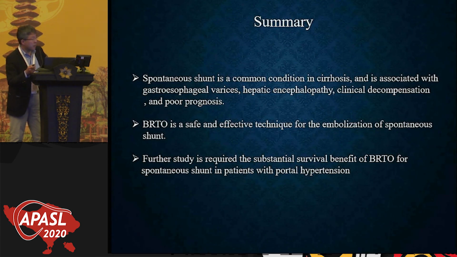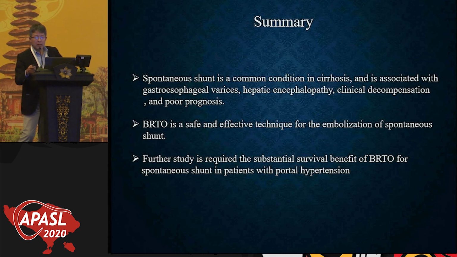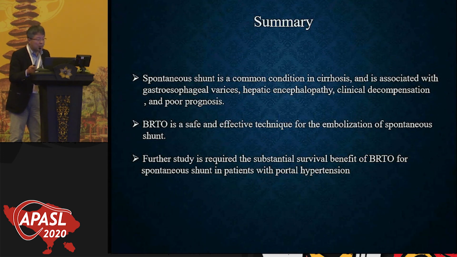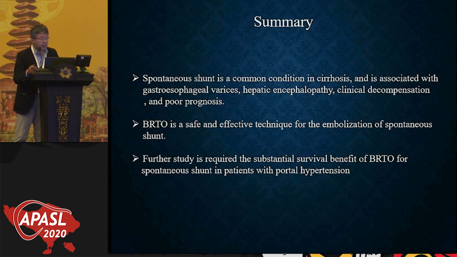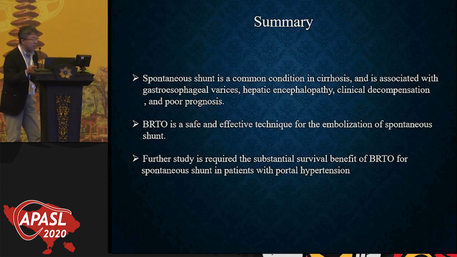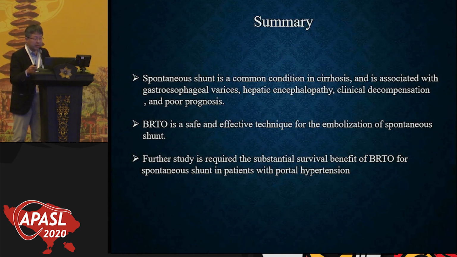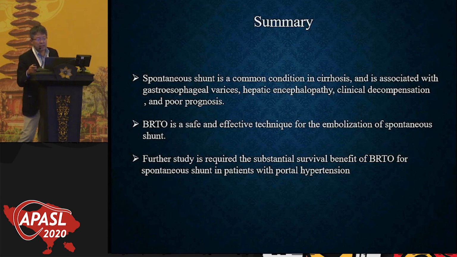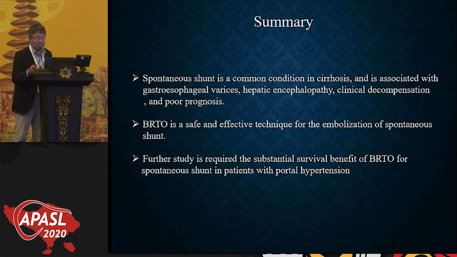Let me summarize my presentation. Spontaneous shunt is a common condition in cirrhosis and is associated with gastroesophageal varices, hepatic encephalopathy, clinical decompensation, and poor prognosis. BRTO is a safe and effective technique for the embolization of spontaneous shunt. However, further study is required for the substantial survival benefit of BRTO for spontaneous shunt.